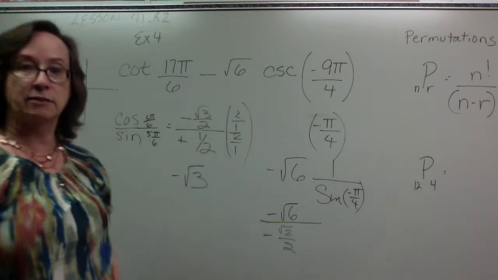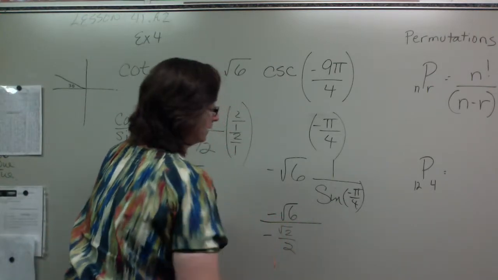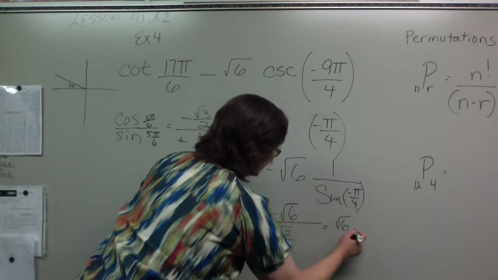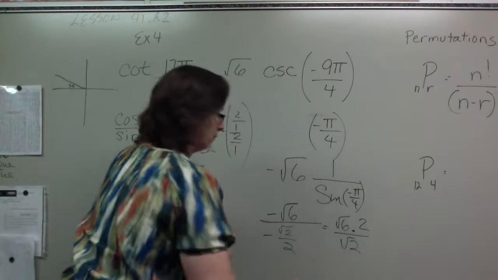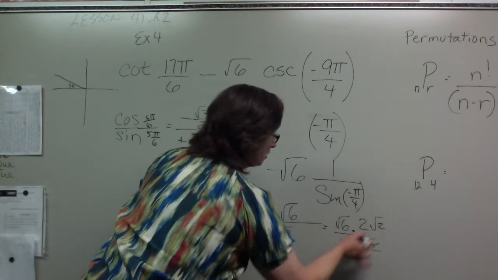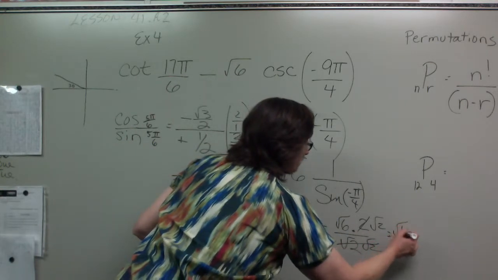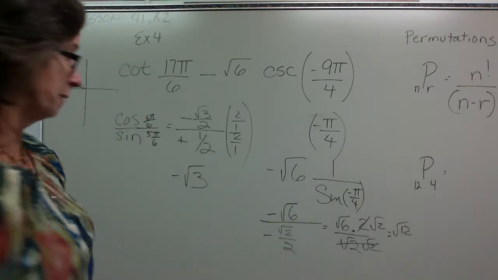So this is negative square root of 6 over negative square root of 2 over 2. Okay, so then when I go ahead and flip that bottom one and multiply, the negative divided by the negative will give me a positive, and we'll have the square root of 6 times 2 over the square root of 2. And when I multiply by the square root of 2 over the square root of 2, that 2 will cancel that 2, and I will end up with the square root of 12. Okay, and the square root of 12 is not simplified.